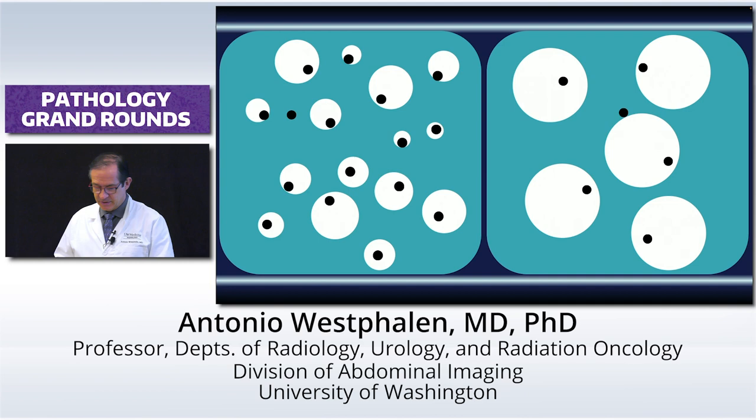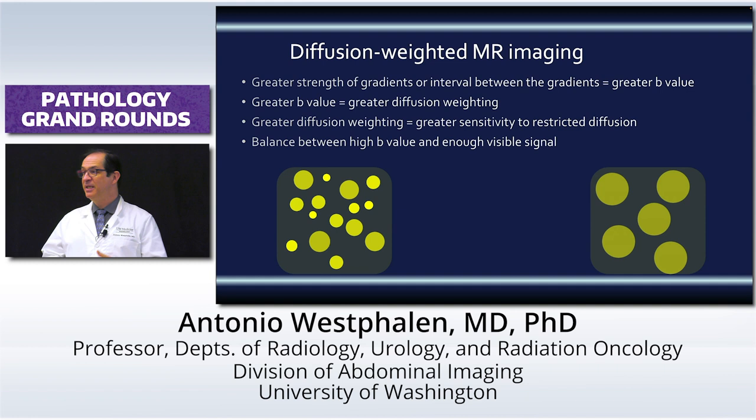Now, you probably heard of B values too, because radiologists love to talk about B values. Basically, this is one of the things that we can use in diffusion to increase the contrast between what's normal and abnormal. So gradients are basically how fast the MR will change from one direction or another to signal. That leads to greater B value, that leads to greater diffusion weighting, that leads to better contrast.